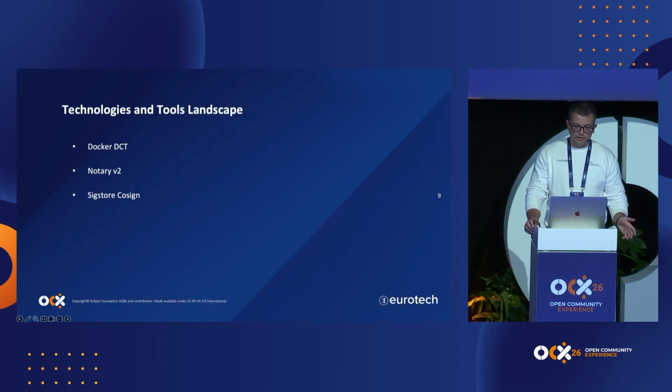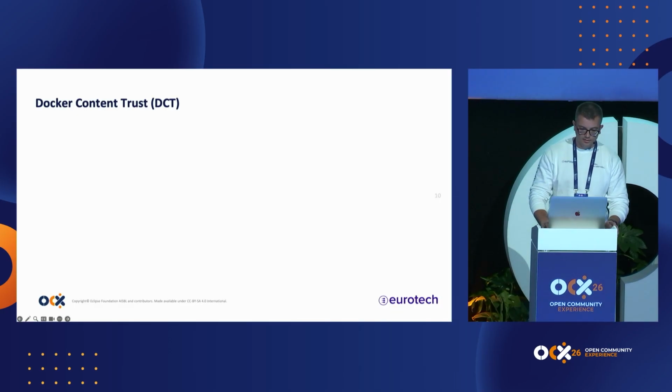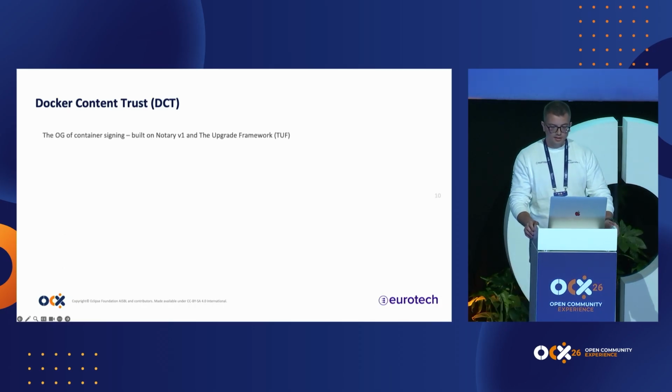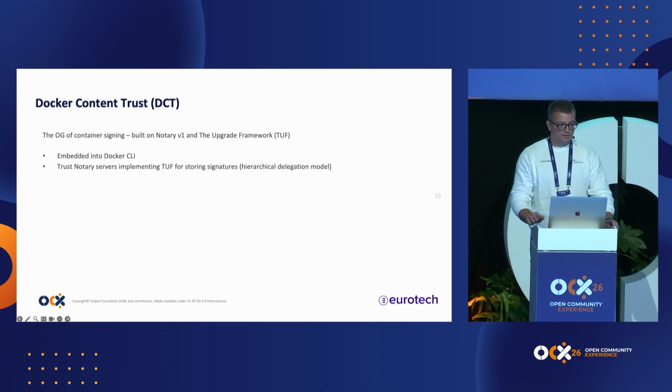Currently, there are 3 main tools and technologies that try to solve this problem. For each one, I'll give you a brief explanation and then highlight the main pain points and limitations. The first one is Docker Content Trust, or DCT. It's built right into the Docker engine and is based on The Update Framework, or TUF in short. And the main protagonist here is a Notary server for key management.